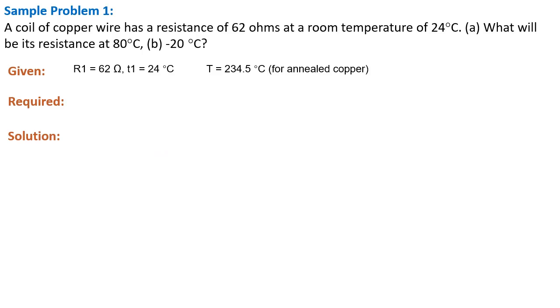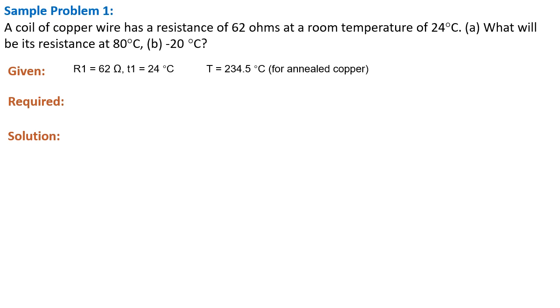Now we'll try this problem. A coil of copper wire has a resistance of 62 ohms at a room temperature of 24 degrees Celsius. Letter A, what will be its resistance at 80 degrees Celsius? Letter B, what will be its resistance at negative 20 degrees Celsius?